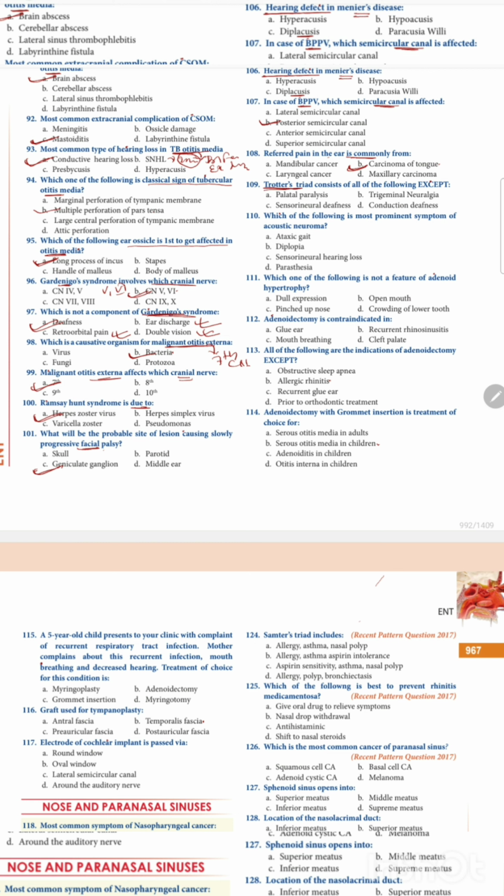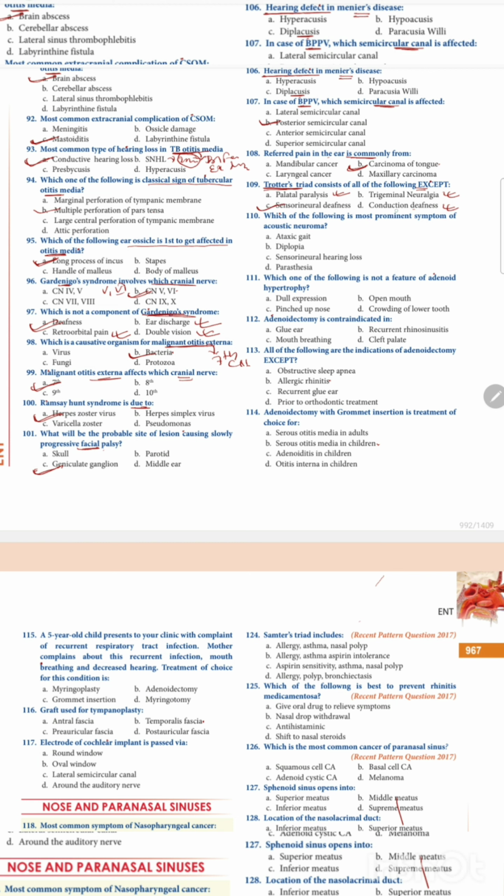Trotter's triad consists of all of the following except: palatal paralysis, trigeminal neuralgia, sensorineural deafness, conductive deafness. Palatal paralysis is part of the triad. Trigeminal neuralgia is also a component of Trotter's triad. Conductive deafness is also a component. So which one is not part of the triad? Sensorineural.